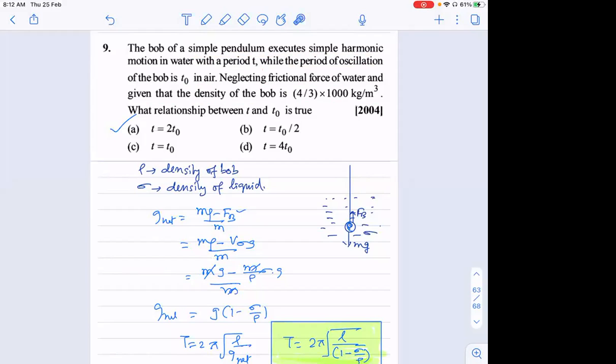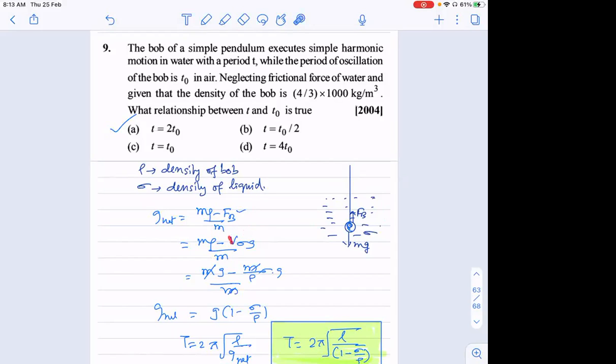When we submerge the bob inside the water and oscillate, because of upthrust the restoring force is decreasing, so the time period will increase. It will oscillate slowly inside the water because one more opposite force comes into action. ऊपर force आ गया, है ना? तो it will reduce the restoring force of the bob. कितना reduce करेगा? Buoyant force उसके ऊपर लगेगा. Buoyant force का फार्मूला होता है volume inside into liquid density into g.